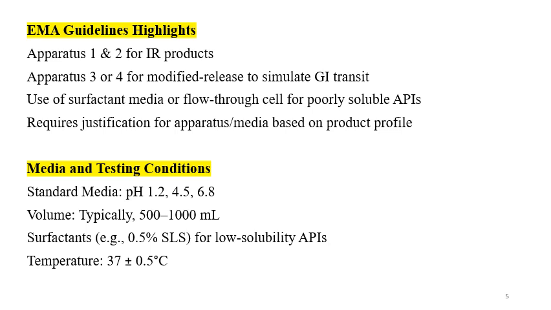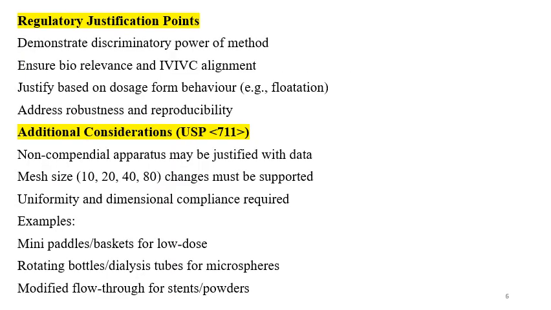Media and testing conditions. So standard media are pH 1.2, which you can get by making 0.1 normal HCl, pH 4.5, generally acetate buffer, and pH 6.8, generally phosphate buffer. Volumes are typically 500, 900 or 1000 ml. Surfactant may be used if the API has low solubility, and the temperature is maintained at 37 degrees Celsius.